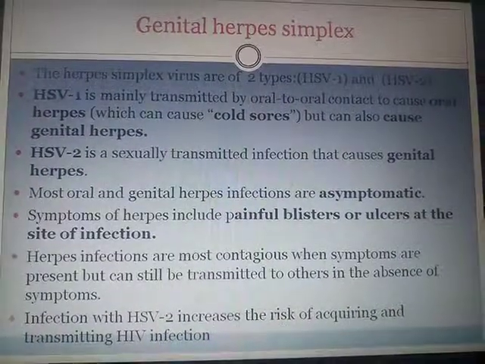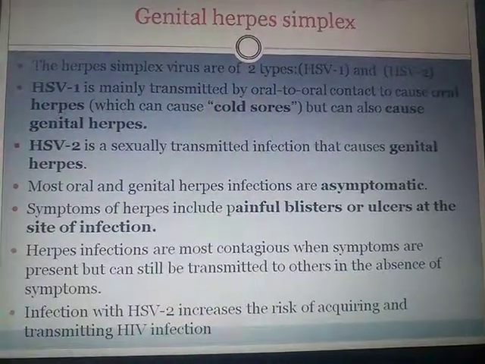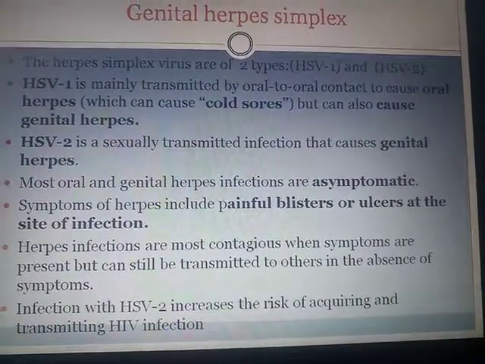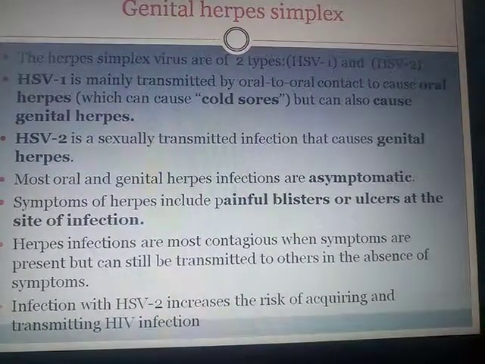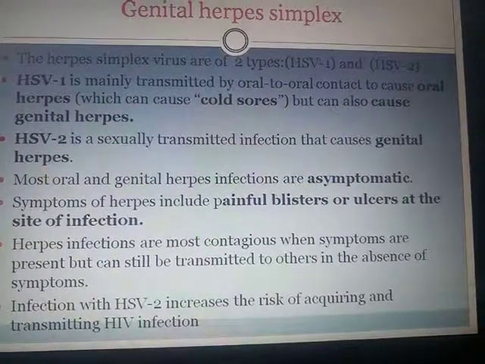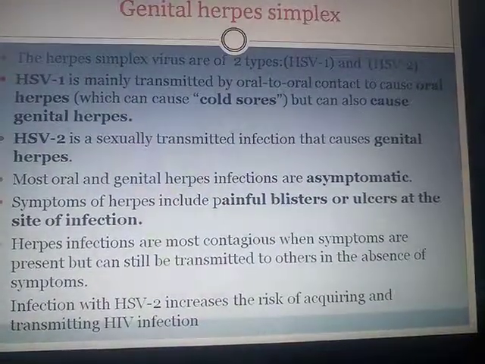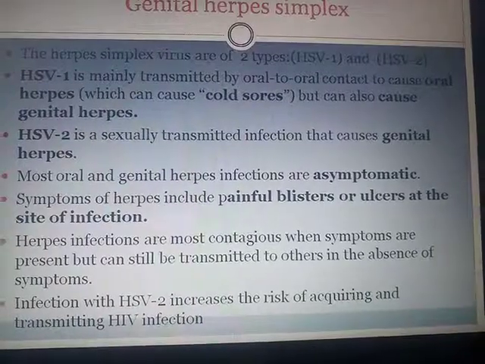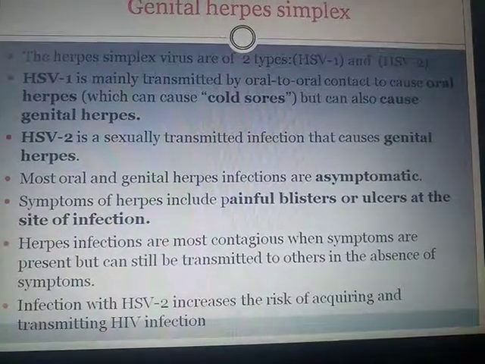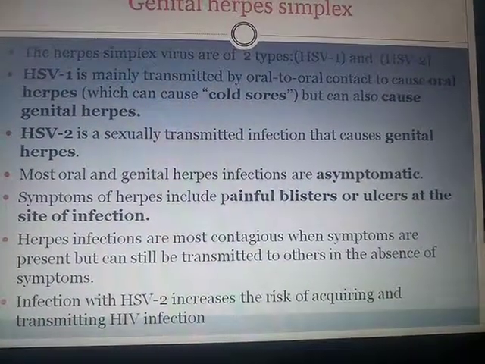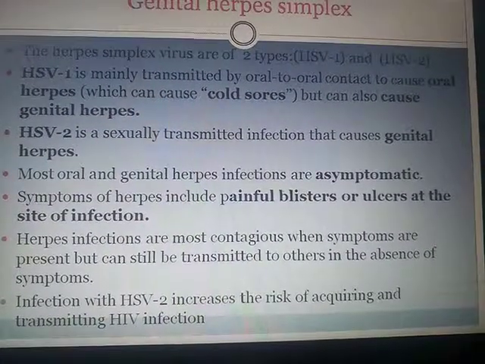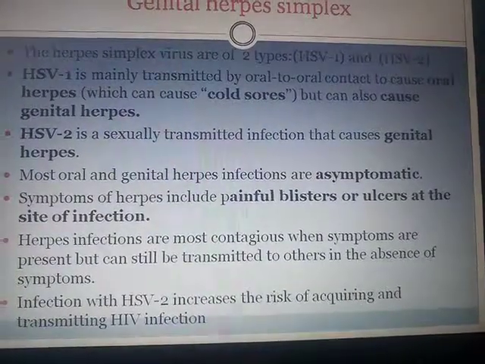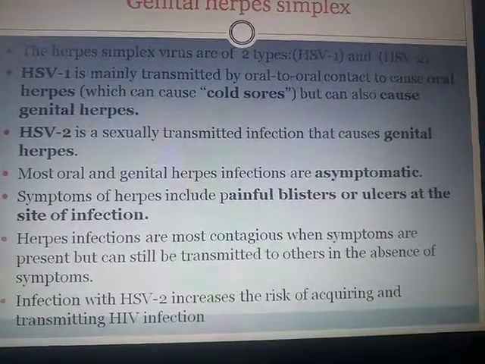Genital herpes simplex. The herpes simplex virus is of two types, herpes simplex virus 1 and herpes simplex virus 2. Herpes simplex virus 1 is mainly transmitted by oral to oral contact. It causes oral herpes or herpes labialis, which can cause cold sores, but it may also cause genital herpes. Herpes simplex virus 2 is the sexually transmitted infection that causes genital herpes. Mostly oral and genital herpes infections are asymptomatic. Though they are asymptomatic, they can spread the infection.